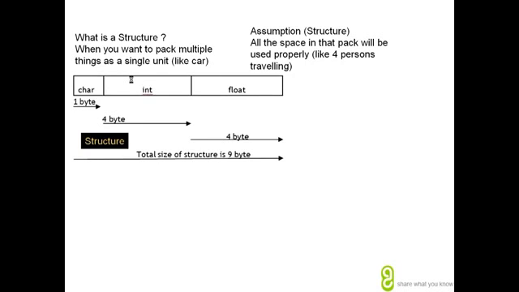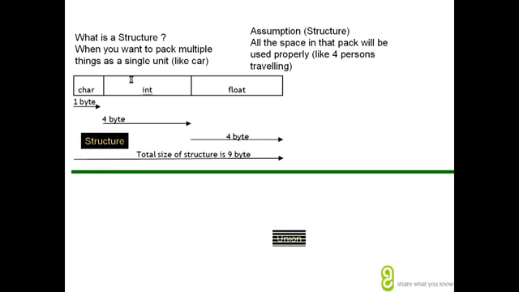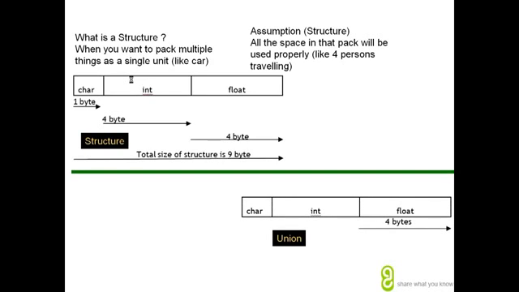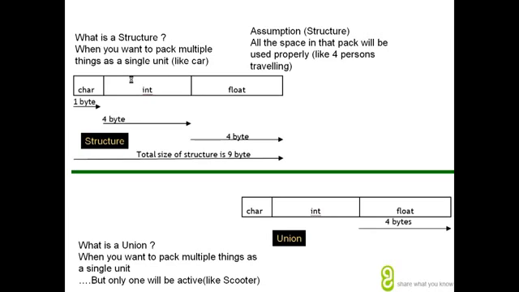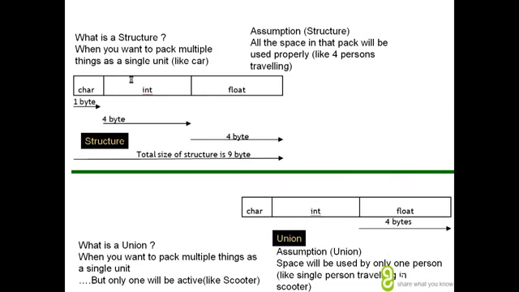Whereas in the case of union, it's slightly different. Union takes the size of the biggest member. Here in the upper example it is 9, whereas here it is 4. The 4 is the maximum size, so the other members sit into it. If you want to pack multiple things into a single unit, this is used, but only one will be active. You can't put all the things at the same time, like all 4 cannot ride on a bike. Any one of them can ride at a time. That is the assumption and that is the purpose of a union. So if all want to go at the same time, go for a structure.